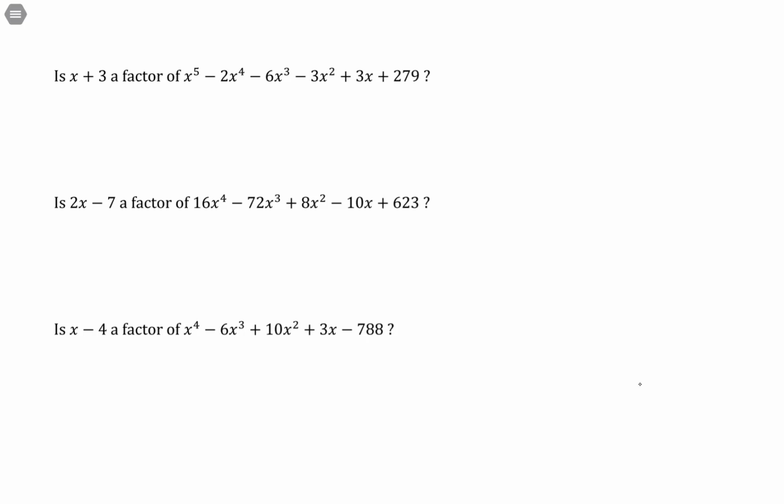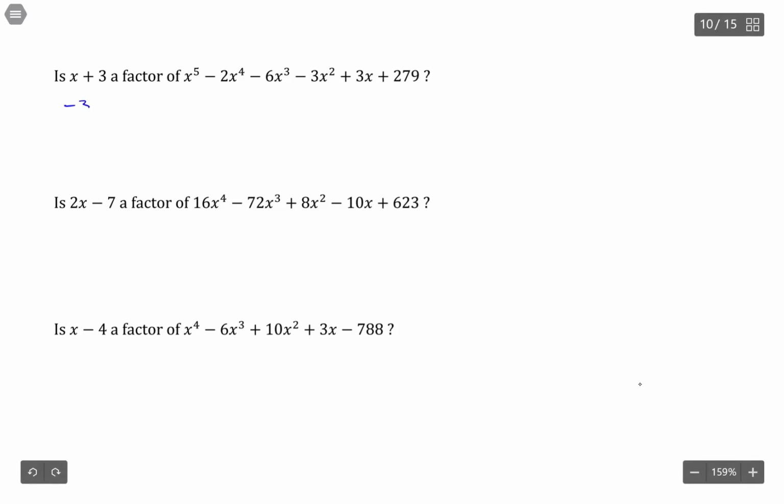Is x plus 3 a factor of x to the fifth minus 2x to the fourth minus 6x cubed minus 3x squared plus 3x plus 279? Well, to determine this, the easiest thing to do is use synthetic division. To determine if something is a factor, we look to see if the remainder is 0. So to get the remainder, we have to perform synthetic division of this polynomial by this linear in the denominator.